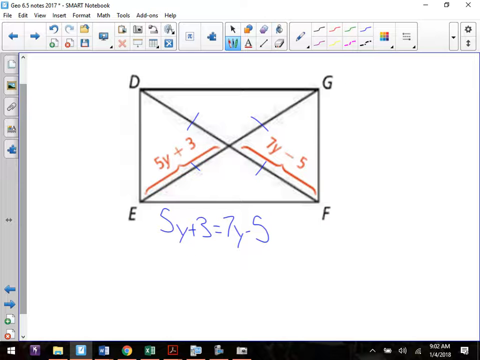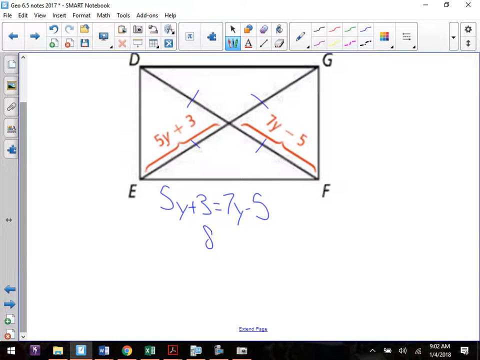Subtract the 5y, add 5, we get, what is that, 8? 2y, I believe? Or 4. 23 and 23.